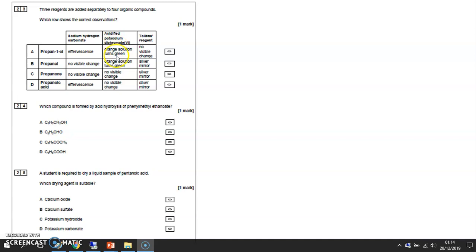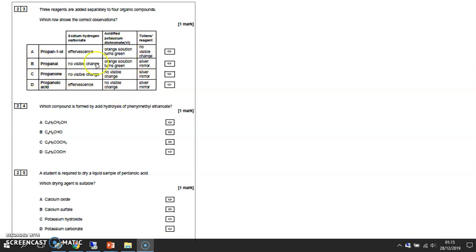Acidified potassium dichromate. Acidified potassium dichromate reacts with primary alcohols, so it would react with A, but we've ruled A out. It will actually also react with propanal, an aldehyde, and turn it into a carboxylic acid if you heat it, if you reflux it. So that's correct. No visible change, no. I haven't got an alcohol group here. I haven't got an alcohol group in propanoic acid, so all of those are correct.